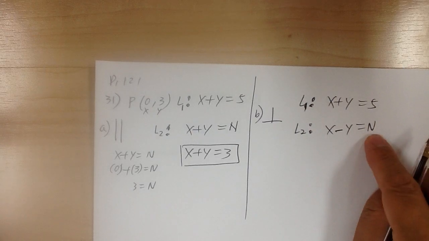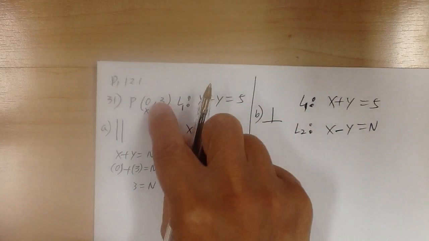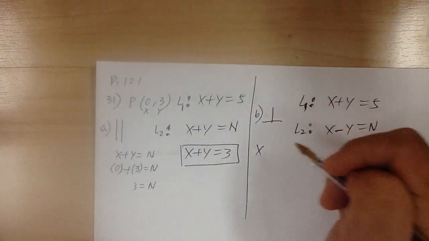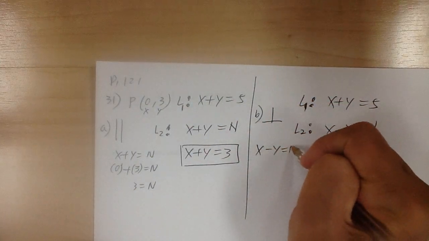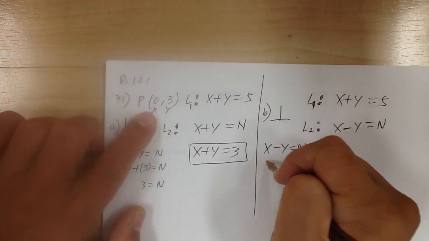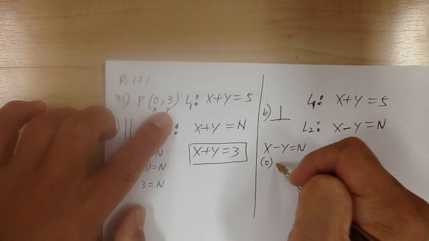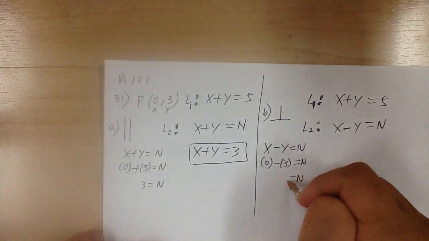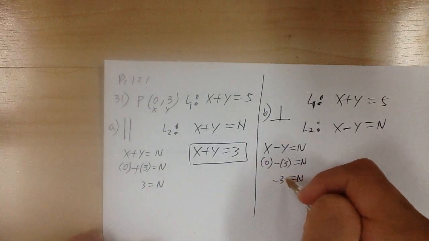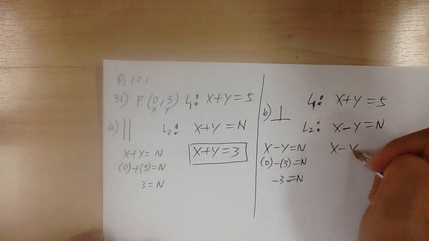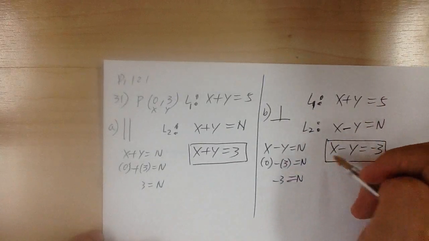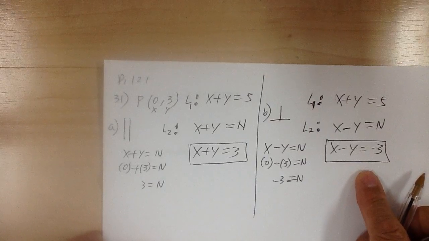Again, to figure out what this number is, since this line had to go through this point, this point had to fit in here. So I'm going to go off to the side so I don't confuse the major steps. So x equal to 0 and y is 3. So the number you're looking for is negative 3. So you get x minus y equal to negative 3. Okay, and that's it.